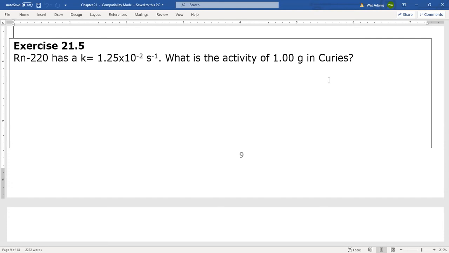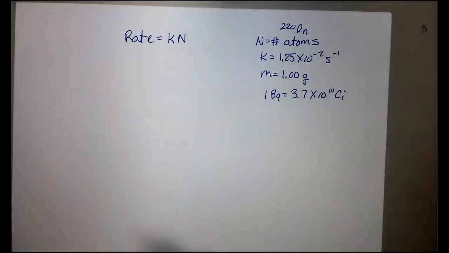But if you were given a half-life, you could calculate it. But K is 1.25 times 10 to the negative 2 inverse seconds. We want to know the activity of 1 gram of that radon 220 in curies. So let's go to the paper.